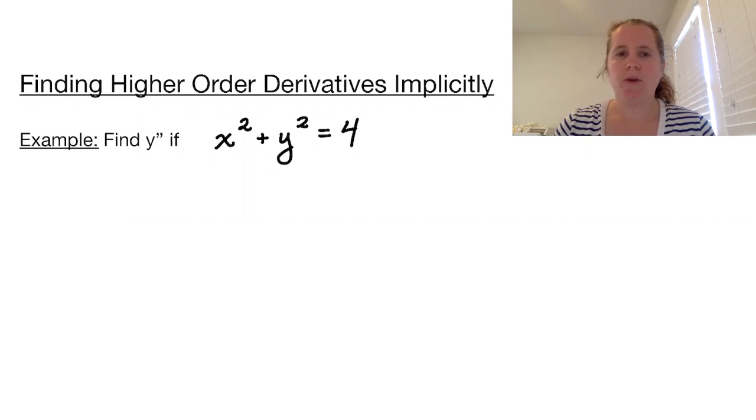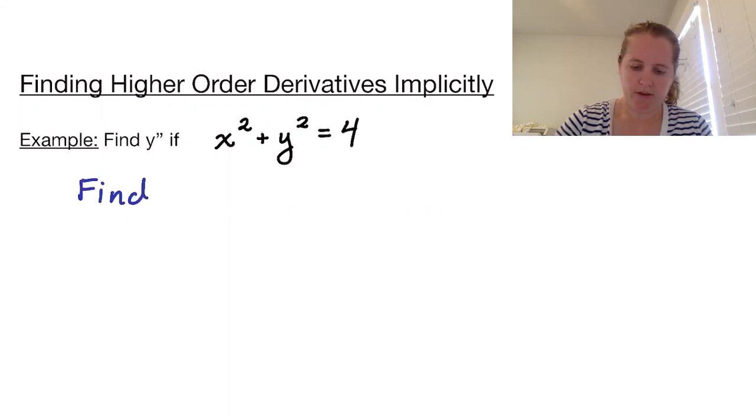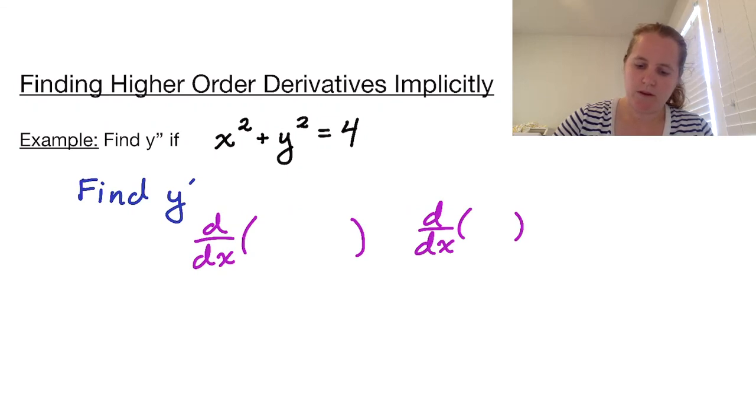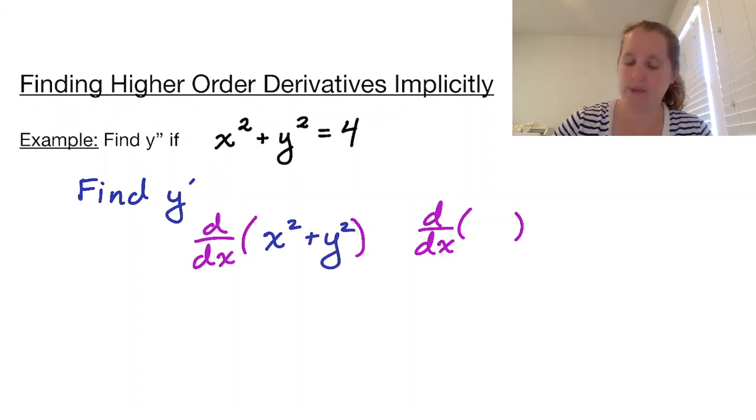So just like usual, when we want higher order derivatives, we have to start by finding the first derivative. So we're going to first find y prime, which we actually did earlier in another video, but we can do it again. So we are going to differentiate both sides with respect to x. So we have the derivative of x squared plus y squared with respect to x is equal to the derivative with respect to x of 4.